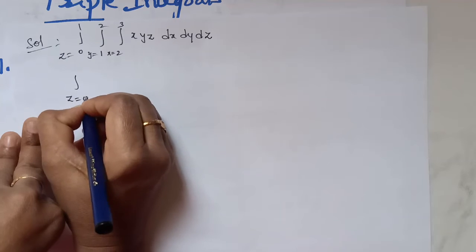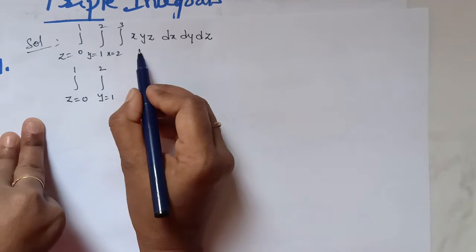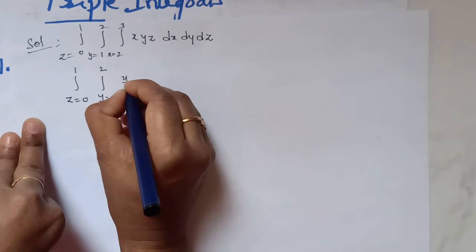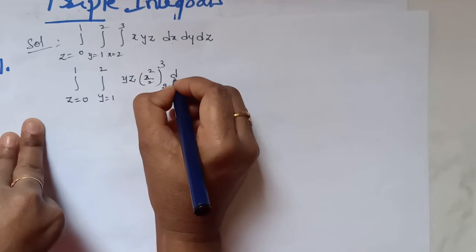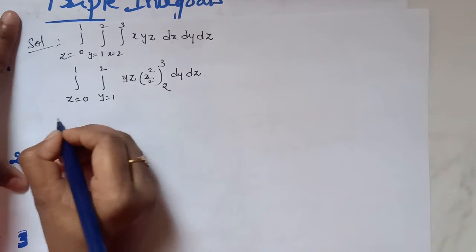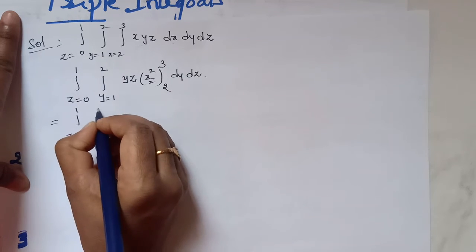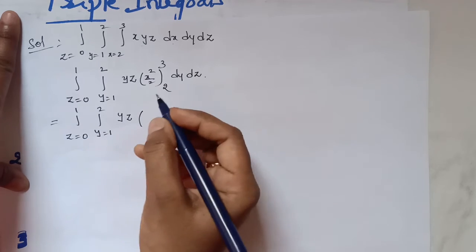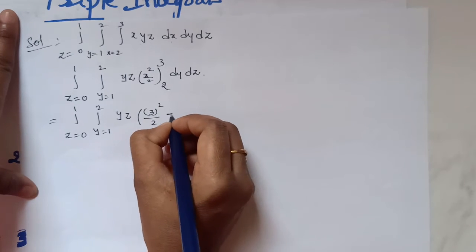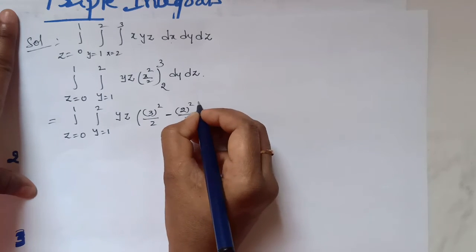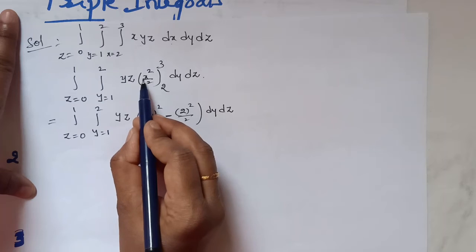So integral z is equal to 0 to 1, integral y is equal to 1 to 2. If I integrate with respect to x, we get x square by 2, and limits are from 2 to 3, dy dz. This is equal to integral z is equal to 0 to 1, integral y is equal to 1 to 2, yz into 3 square by 2 minus 2 square by 2 into dy dz. I have substituted both upper limit and lower limit in place of x.